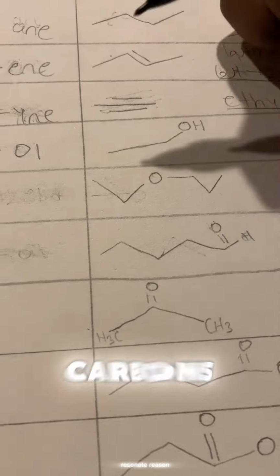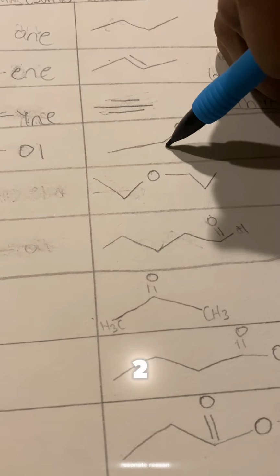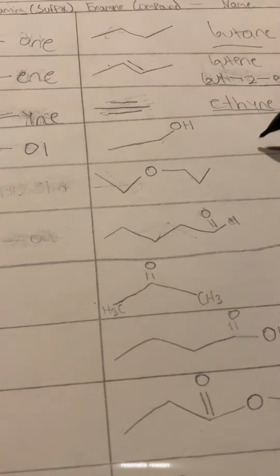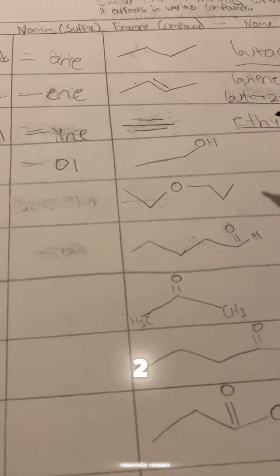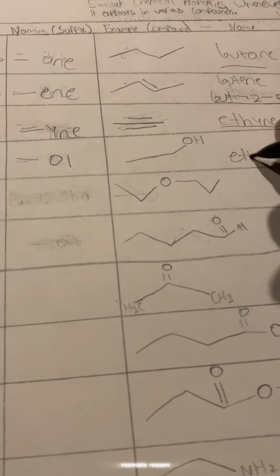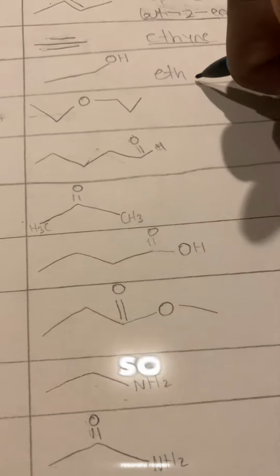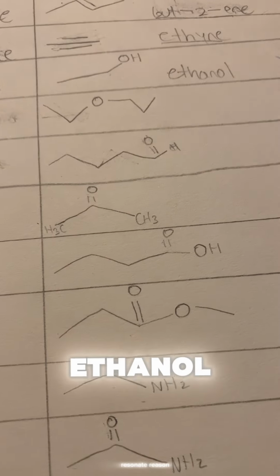First, let's count the carbons. We have 1, 2, and then right here is where the alcohol group is. So we know that our prefix is going to be 2, so that's E-T-H. Next, we're going to write the suffix, which is A-N-O-L, so it's going to be E-T-H and A-N-O-L.